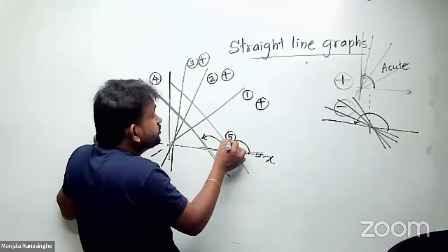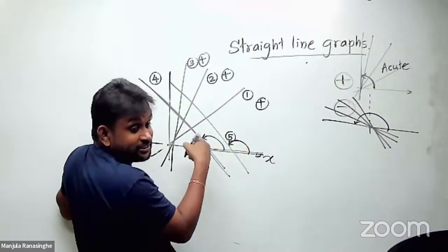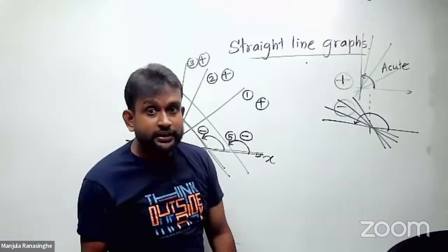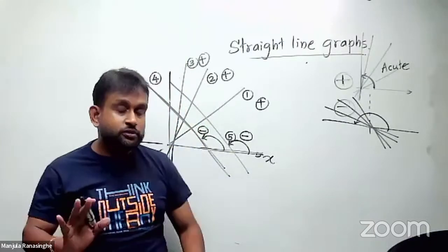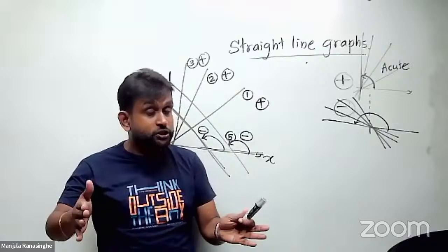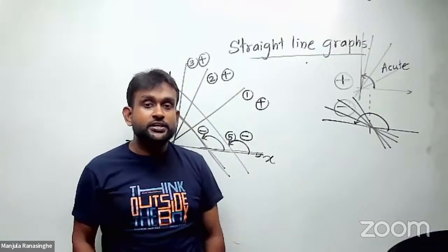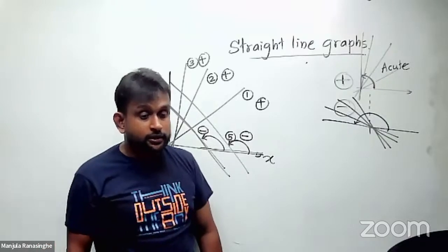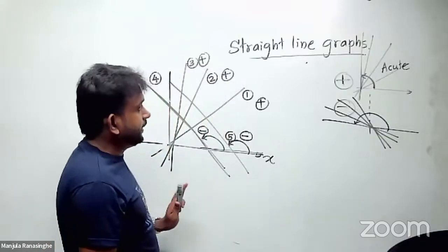Here it creates an obtuse angle, more than 90 degrees. That means the gradient is negative. Now you look at the graphs and, as per the shape, you can determine whether the gradient sign is positive or negative. Fine, right? Okay, so that is done.